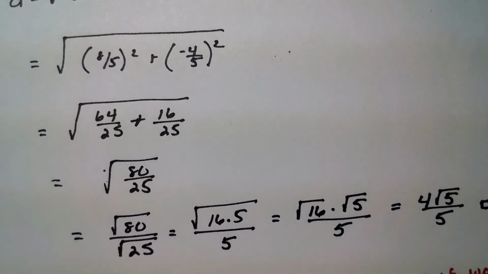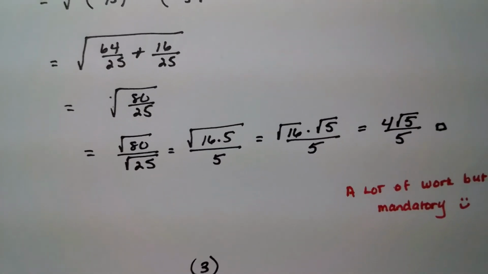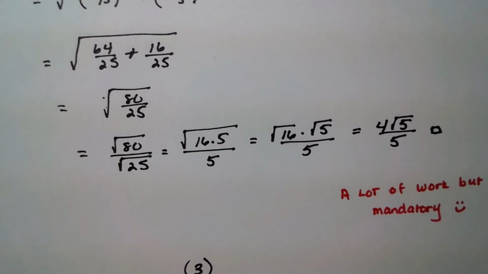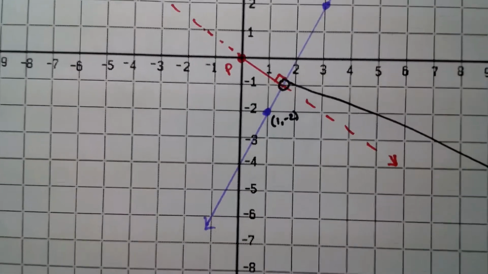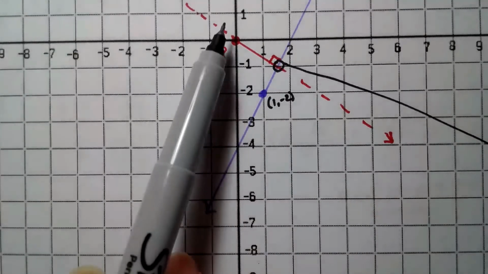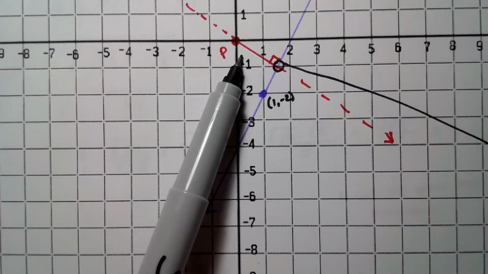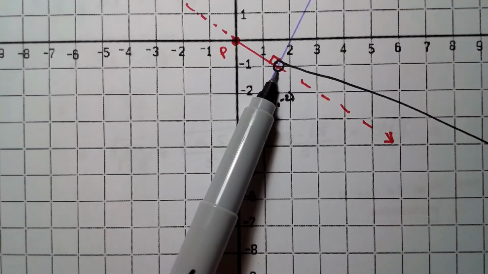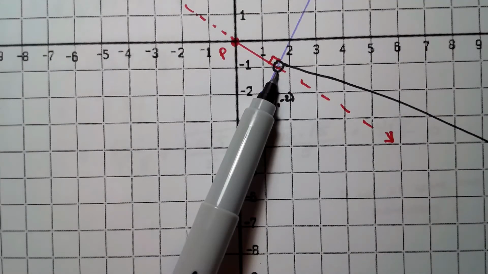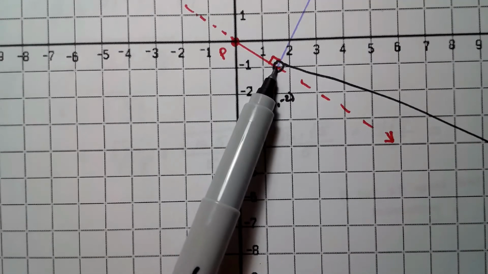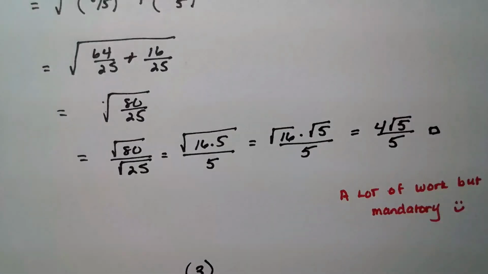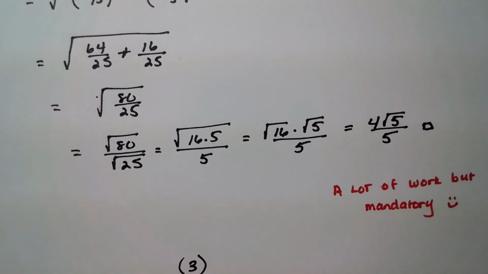So while it was a lot of work to do this, and they are a lot of work, there's no getting around it, the distance, let me get the picture back out again. This distance here between this point 0, 0 and this point that we found at the foot of the perpendicular, which was the point 8/5, negative 4/5. The distance here happens to be 4 times the square root of 5 over 5.